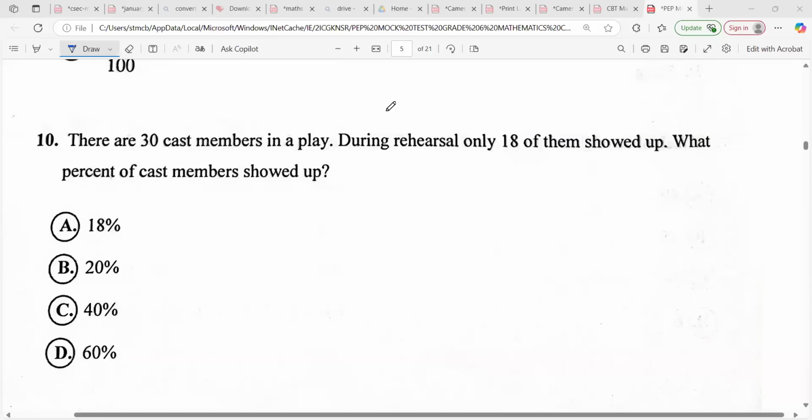Alright. Let me call upon Jacqueline. Go ahead, Jacqueline. Okay, so the question says that there are 30 cast members in a play. During rehearsal, only 18 of them showed up. What percentage of cast members showed up? So you're simply going to put 18 over 30 times 100.